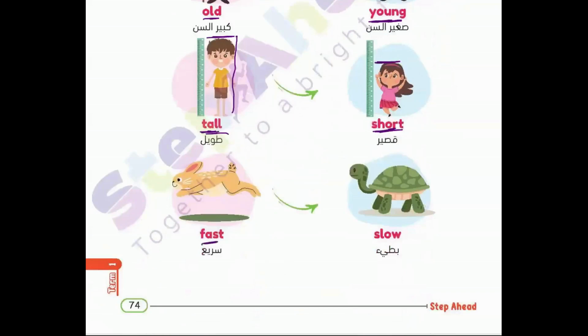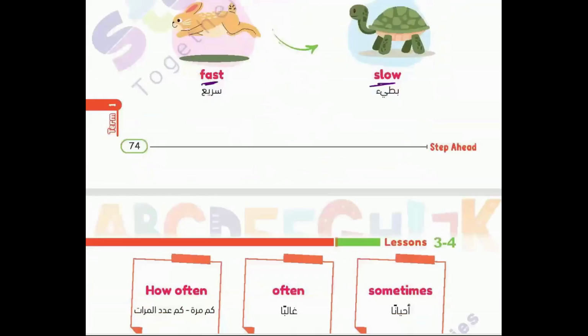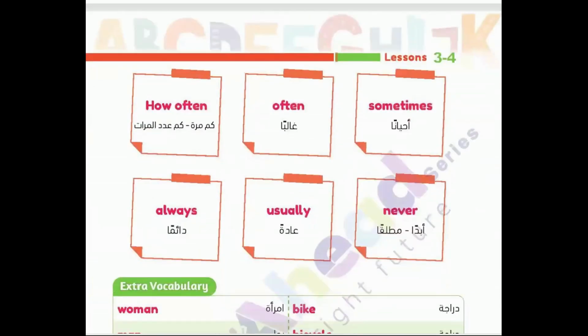Fast. You can run fast. The opposite of the adjective fast is slow. Slow. Okay, so we have here kinds of adjectives. And now we will move to a kind of question word, words we use to tell how many times you repeat an action.